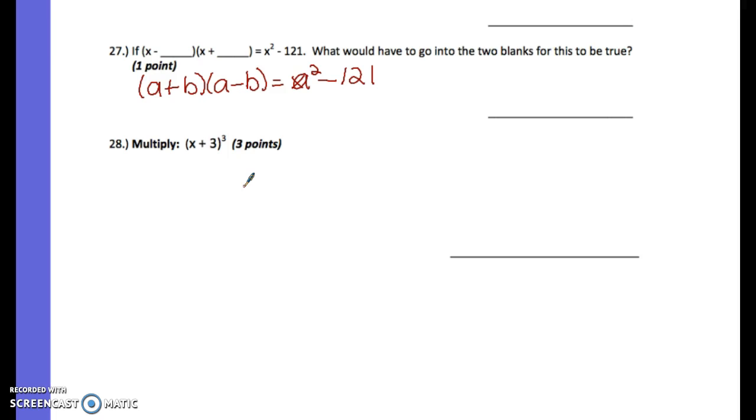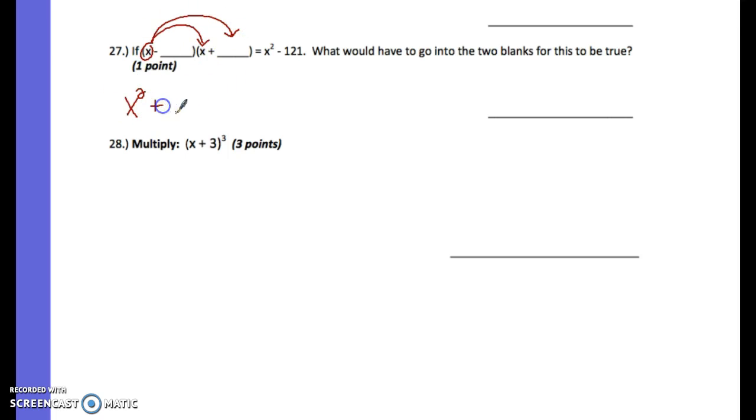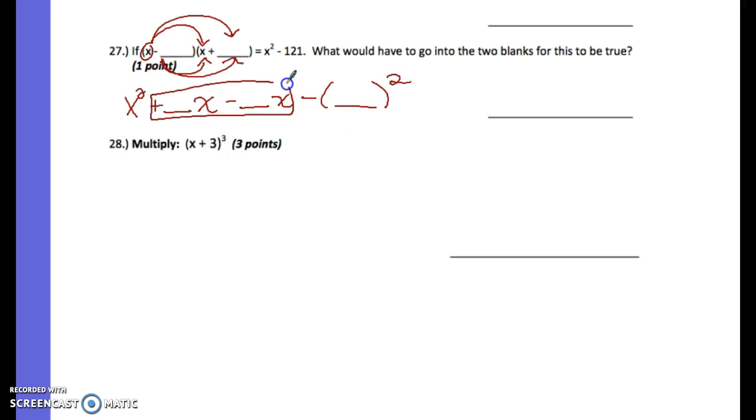So if you thought about this blank as just a blank space, if you were doing it by distribution, you have x times x is x squared. X times your blank would be plus blank x. Negative blank times x is minus that blank times x. And then if you did a negative times a positive, you have negative. Whatever is inside that blank would have to be squared. Notice if you have positive something and minus something, it would cancel. So you'd be left with x squared minus something squared.